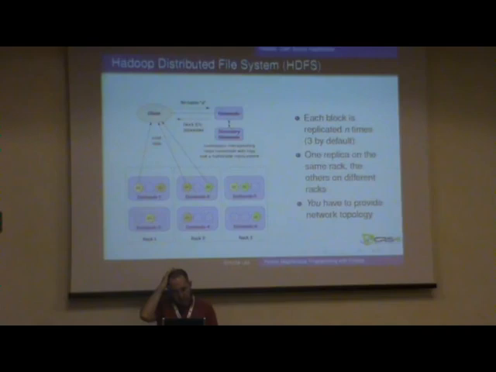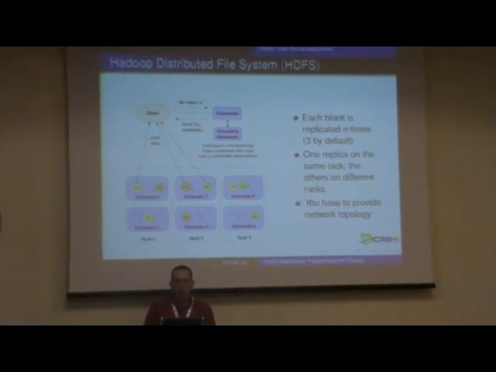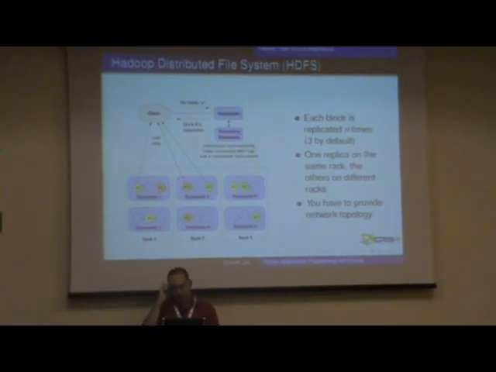Okay, here is how the file system works. The data are stored with replication for fault tolerance. By default, the number of replicas is 3, with one on the same rack and the others on a different rack. In this way, if an entire rack goes down, maybe due to a power outage or something like that, you can still recover your data. So it's a fault tolerance thing.